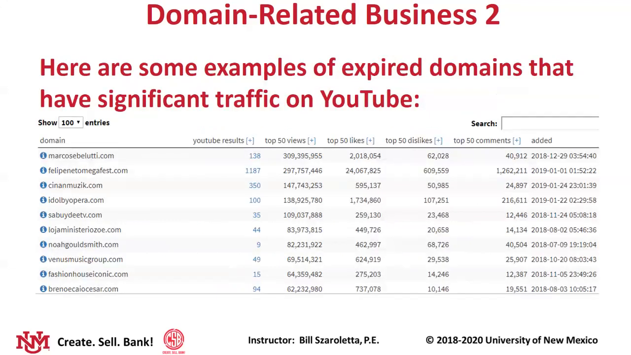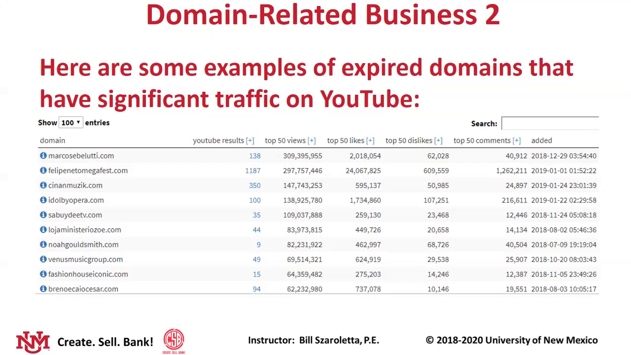And what this kind of looks like is this. So here's all of those things. So, like this, marcosibaluti.com is not a .com. It's actually a .br. It's for Brazil. But they've got huge numbers of views, 300 million views, a lot of comments.